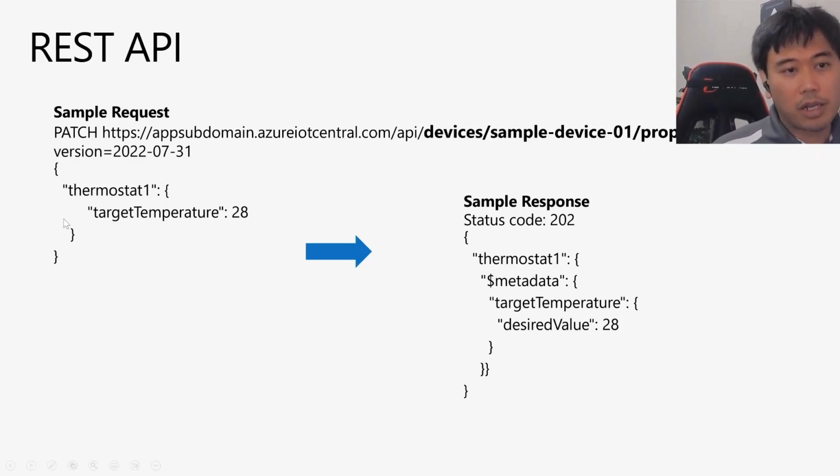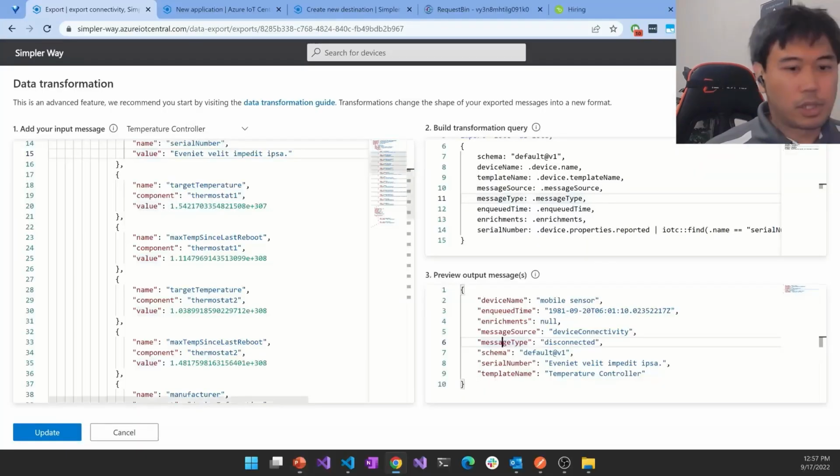In this case, in the body of our API call, we want to send the property and change the thermostat property. We specify the target temperature, a specific amount, and then it would give us a sample response. So let's look at this real quick. Let's go back to our IoT Central.